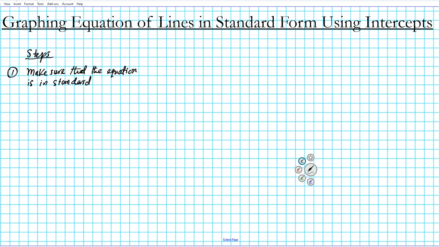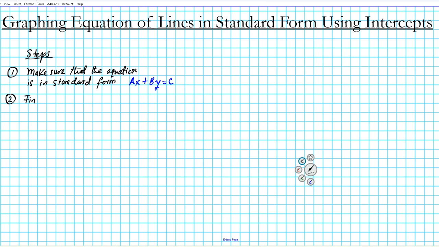What is the standard form of the equation of the line? The standard form of the equation of a line is ax plus by equals c. Basically have the variables all on one side and the constant on the right side. And then after that, you're gonna find the intercepts.